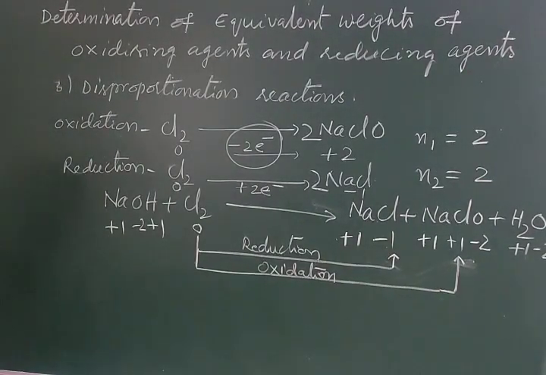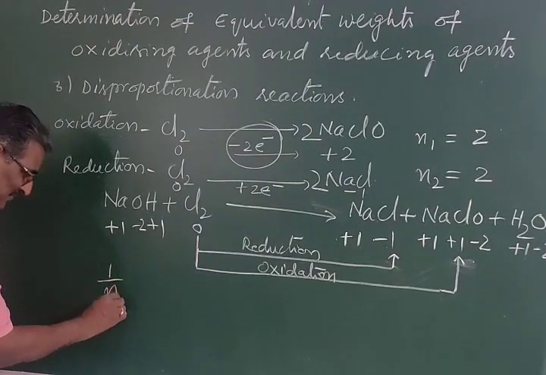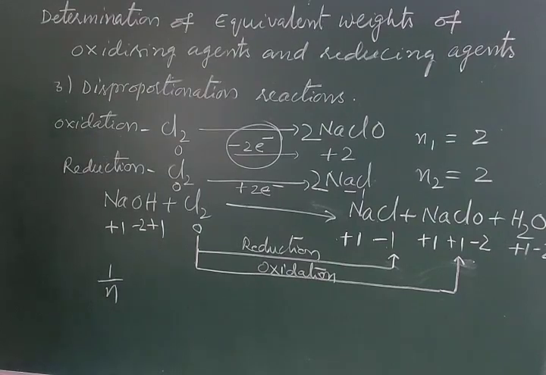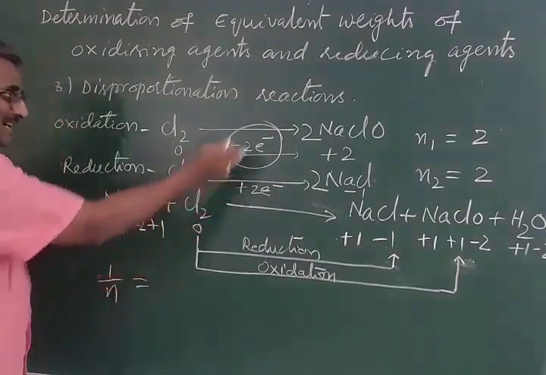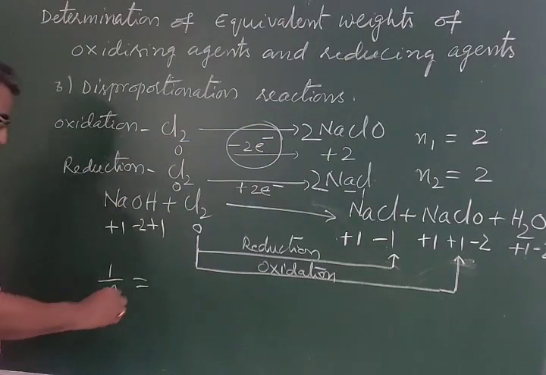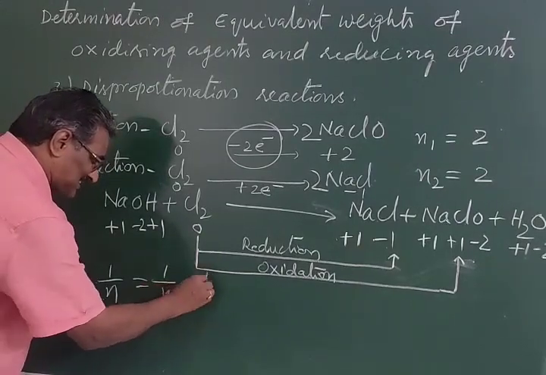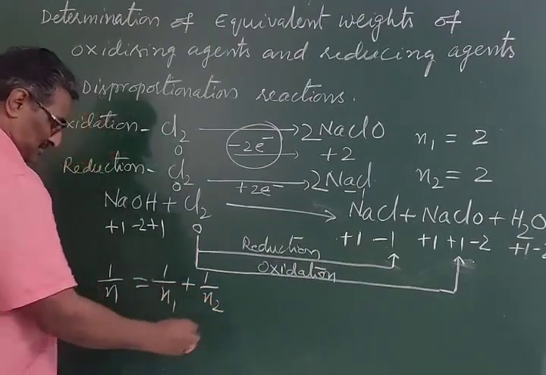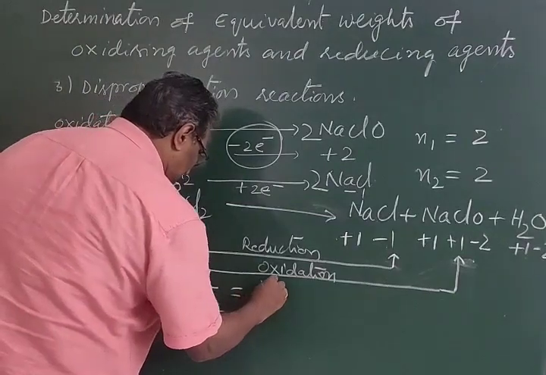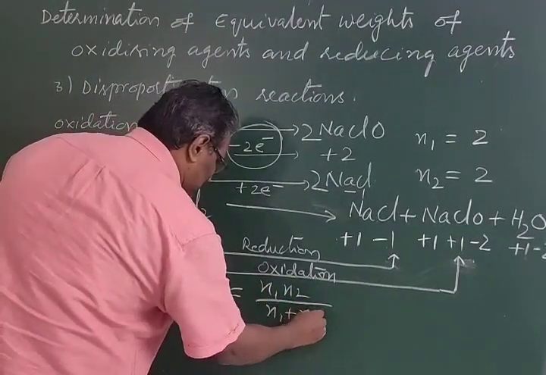Now, if the N factor of the total reaction is N, the relation between it and the N factors of the oxidation and reduction reactions will be 1 by N is equal to 1 by N1 plus 1 by N2. That is equal to N1 into N2 by N1 plus N2.